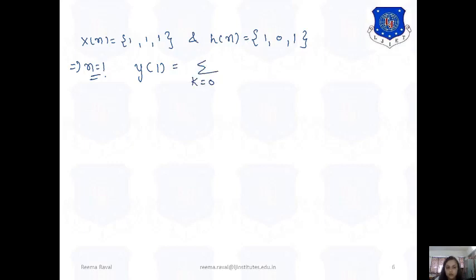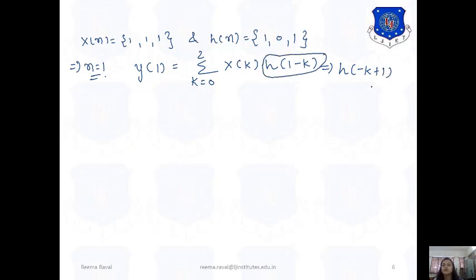So next for the same data, that means x of n equals to 1 1 1 and h of n equals to 1 0 1. Let us take now n equals to 1. Okay, so for that it will be y of 1, that is equals to summation of k equals to 0 to 2 x of k into h of n minus k, that is 1 minus k, right? Now I can call this as h of minus k plus 1, right? So I will use to represent this like this.